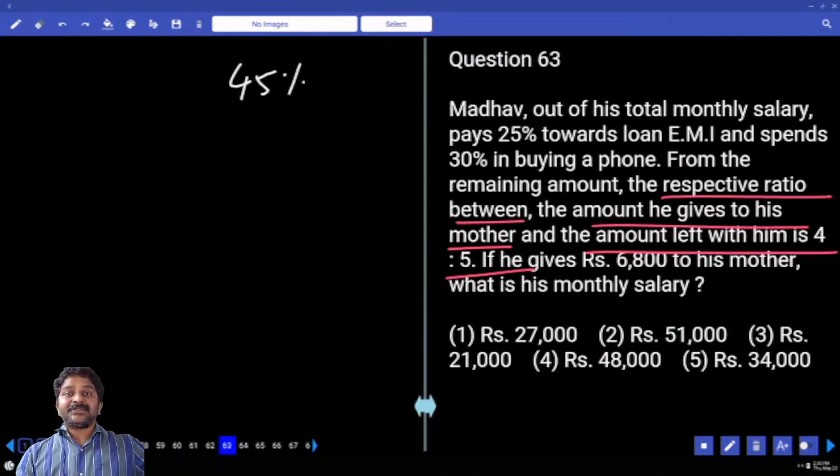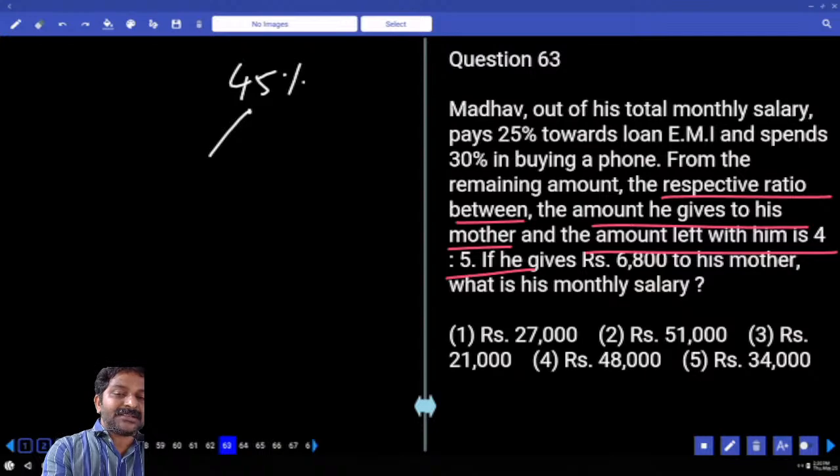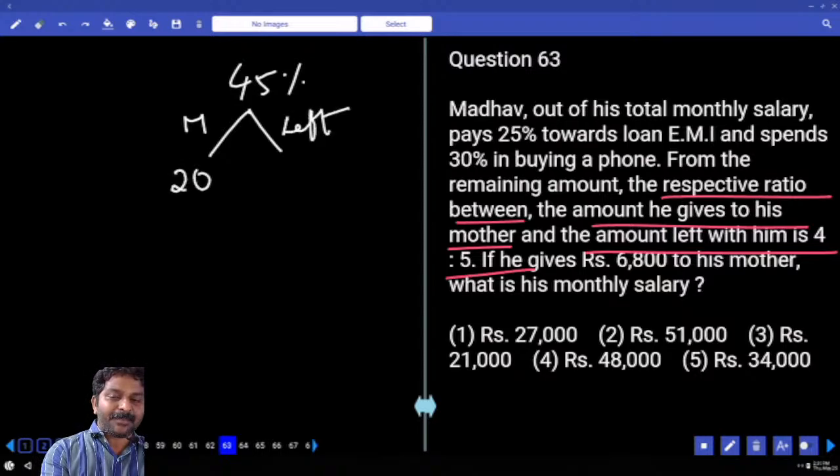That means how many parts we have? 9 parts is equal to 45. 1 part is equal to 5. So the amount given to mother is 4 parts, 4 into 5, 20. The amount left with him is 5 parts, which is 25.